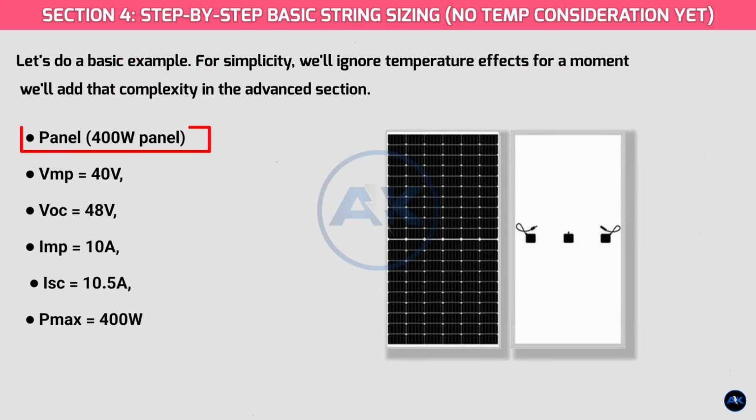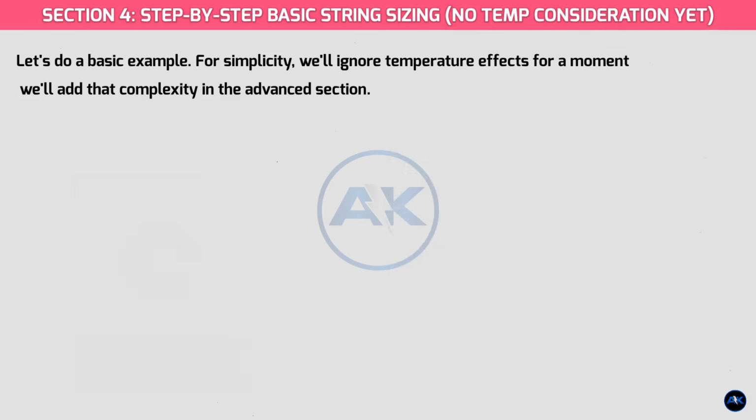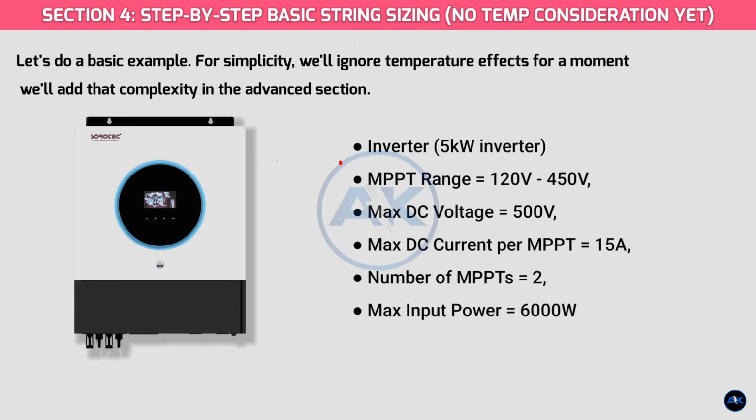Panel: 400 watt panel, VMP equals 40 volts, VOC equals 48 volts, IMP equals 10 amps, ISC equals 10.5 amps, Pmax equals 400 watts. Inverter: 5 kilowatt inverter, MPPT range equals 120 volts to 450 volts. Max DC voltage equals 500 volts.